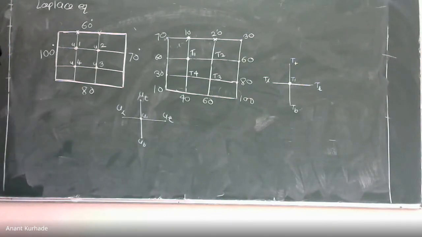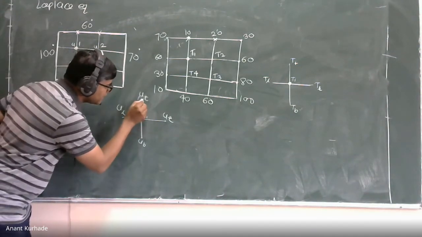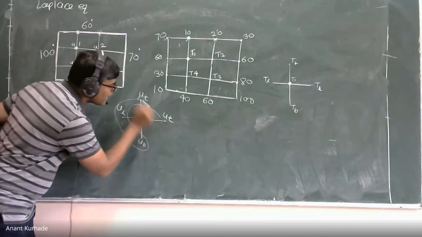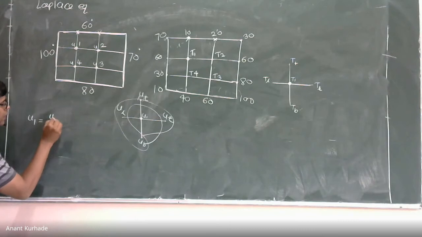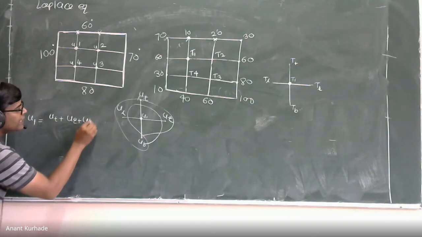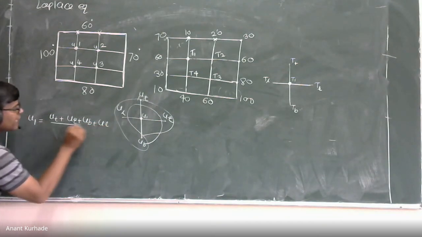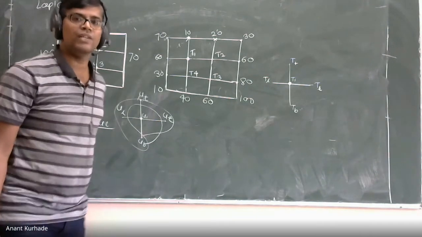Now, how can we see this? Here we have 1, 2, 3, 4, and average means we have to take the addition divided by 4. Then you can write U1 is equal to the average, that is, we have these 4 values, so take their average. So you can write it is UT plus UR plus UB plus UL, divided by 4. This is the value of U1.